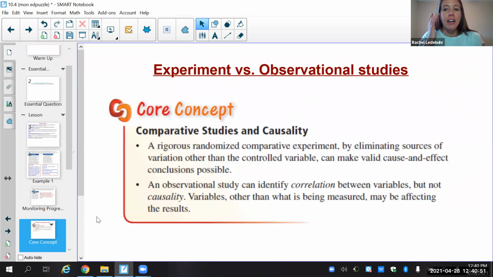Okay, moving on. So we've been talking about experiments, but we also have these observational studies. That was another one of your methods of collecting data. There are two key things I want us to get out of these experiments and observational studies, and that is correlation and causality. Basically, an observational study can identify correlation between variables, but not causality.